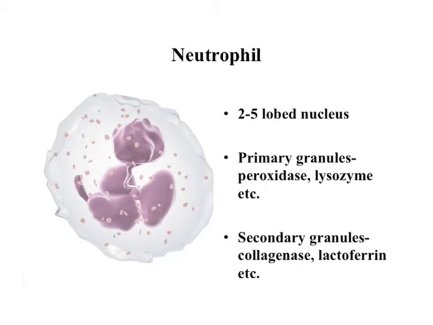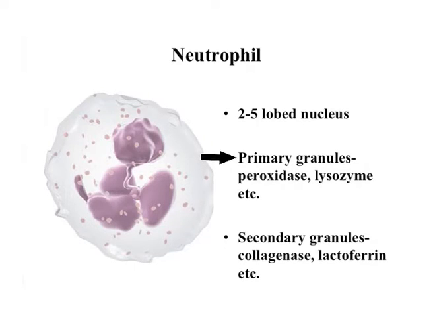Neutrophil has a 2 to 5 lobed nucleus and the cytoplasm is full of granules, and the granules can take both acidic dye as well as alkaline dye or basic dye. That is why neutrophil is so called.